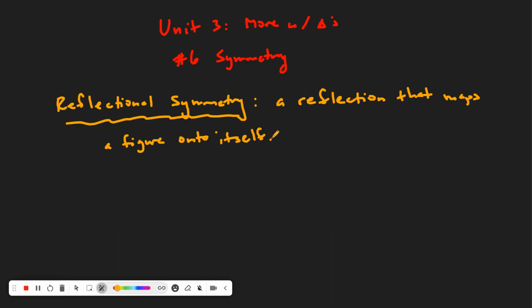When we were doing reflections back in Unit 2, we had two separate triangles, like a pre-image and image. Now we have just one, and we want to see if we can draw a line through our figure so that if we reflected on that line, it would reflect onto itself, almost like we're folding it in half. So I want to start with the equilateral triangle first because it's a little bit nicer. We're going to do both the equilateral and isosceles. So let me draw this equilateral triangle.